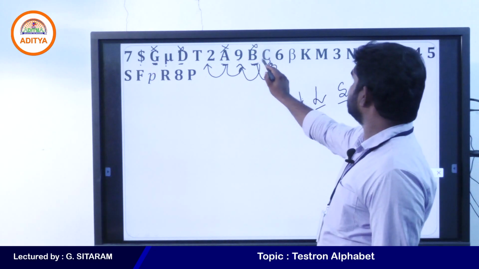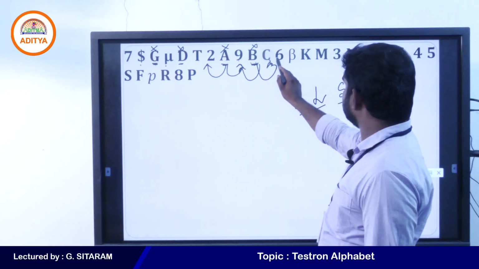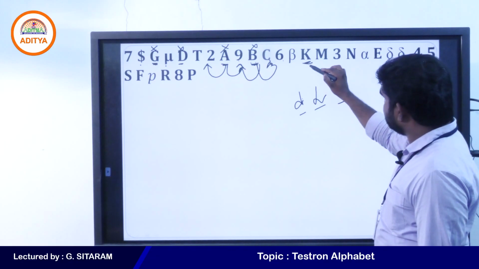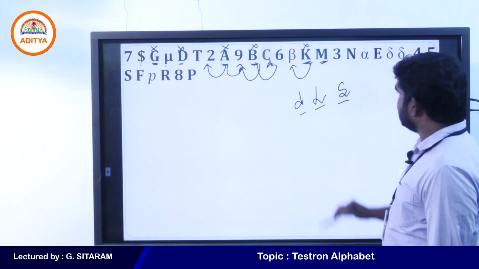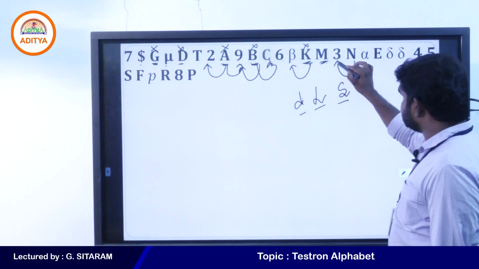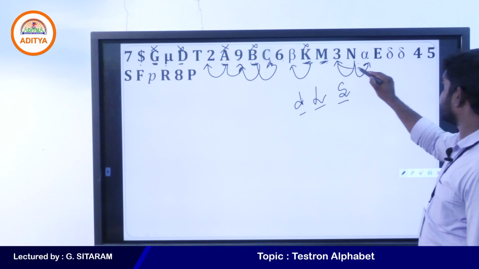Then C, is it preceded by a digit? Yes. Is it followed by a symbol? No, you can't take it. So then K, is it preceded by a digit? No, you can't take it. Then M, is it preceded by a digit? No, you can't take it. Then N, is it preceded by a digit? Yes. Is it followed by a symbol? Yes, you can take this pair.